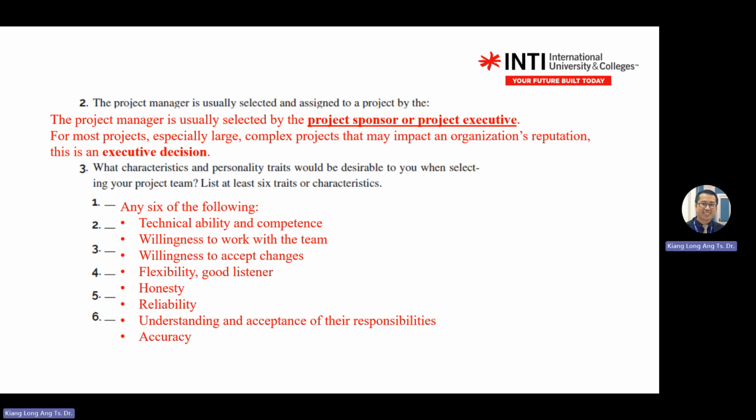Honesty is important. Why is honesty important? Because in the project-based organization, sharing information is mandatory. This one we mentioned already in the class. Sharing of information in the projectized organization is mandatory. Okay, accuracy is so important, right?